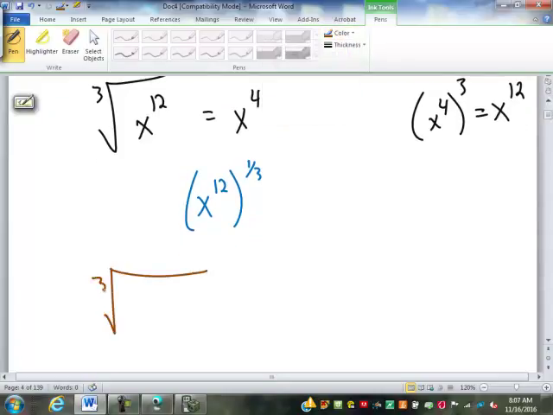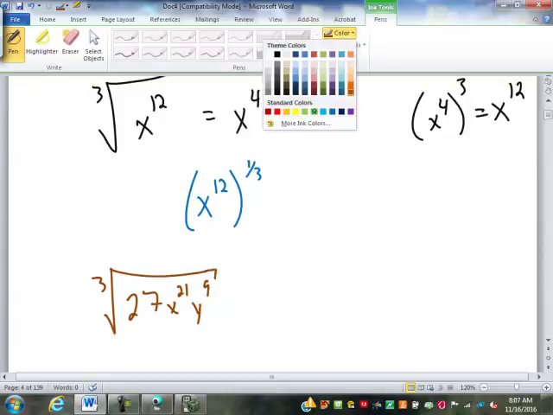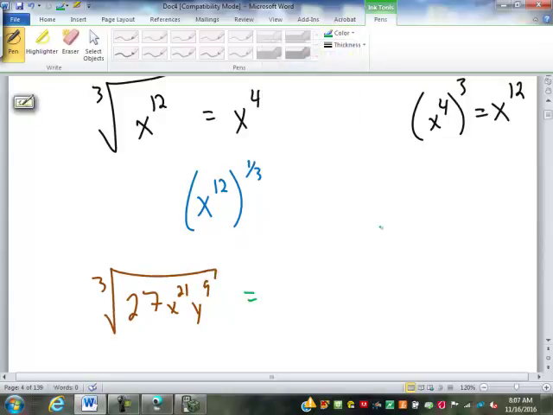So if I have a cube root of 27, x to the 21st, y to the 9th. What is the cube root of 27? 3. 3 to the 3rd power is 27. Remember, you actually have to do the root on the number. You don't just divide the number. Then for the variables, you do just divide the powers. X to the 21, third root would be x to the 7. And the third root of y to the 9th, y to the 3.